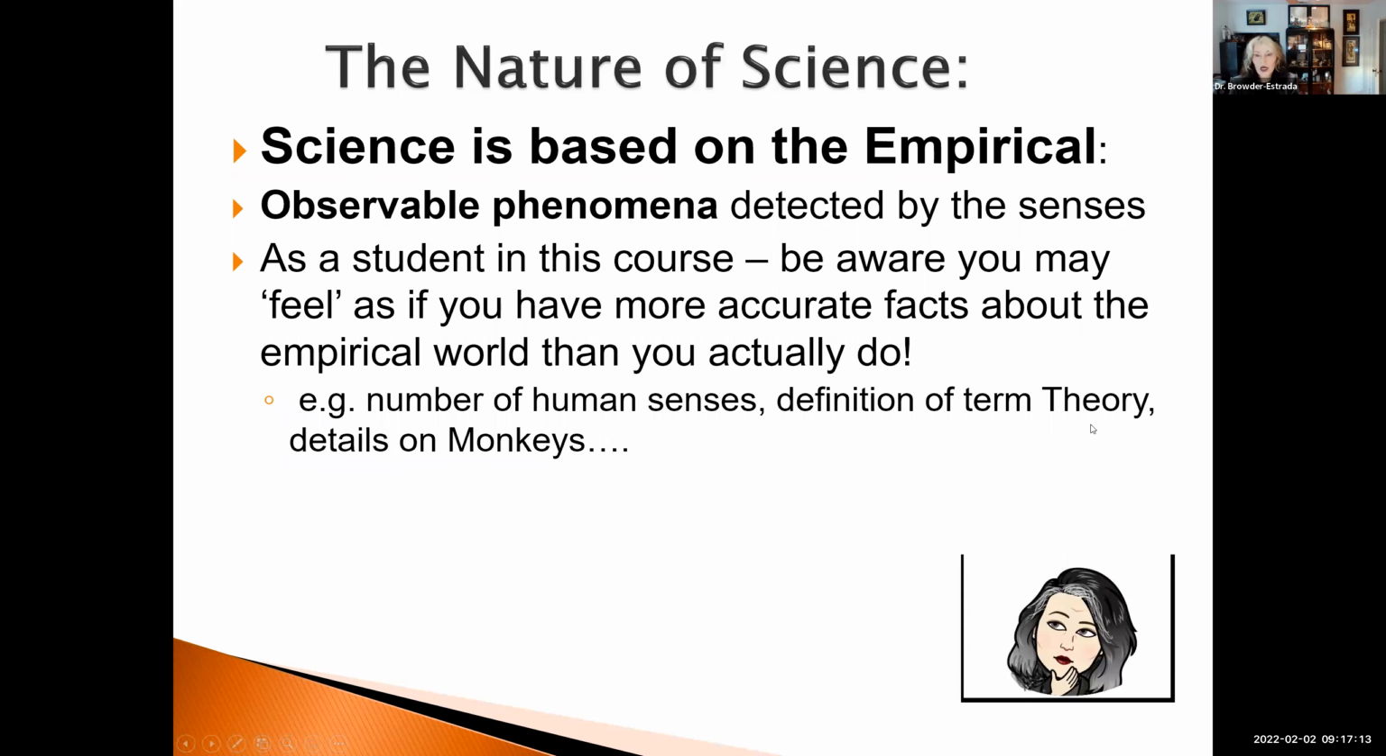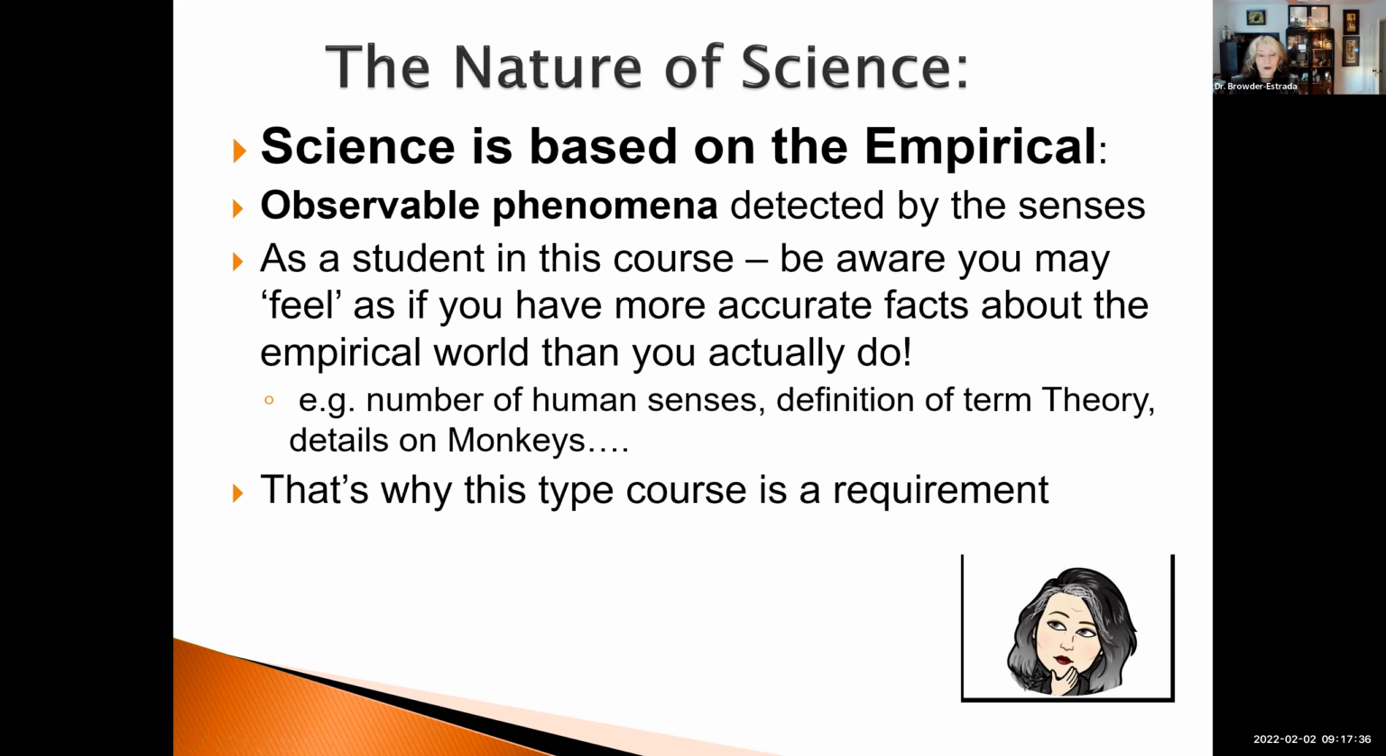The definition of the term theory is a big one, so we will work on this as we go through the course constantly. Because the way that it is used in popular English in our society at this moment is different than what it actually means scientifically. Details on monkeys: going to the zoo, people feel that there's a lot that they know about monkeys, and it's generally well-intentioned, but not necessarily empirically accurate.